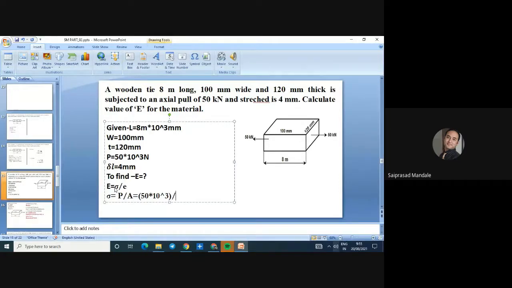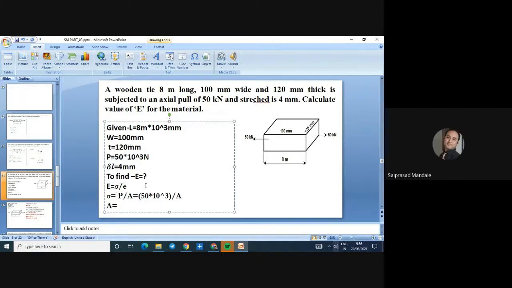Do we have area? We don't have area right now. So how to calculate the area? Pi by 4 D square. Is it pi by 4 d square? It is a circular section. Is it a circular section? No, sir. Then 100 into 120. Why 100 into 120? Sir, width and thickness is 120 and width is 100. Why not 8 into 100 or why not 8 into 120? Sir, 8 is length, sir. We don't want that, we want cross section area.